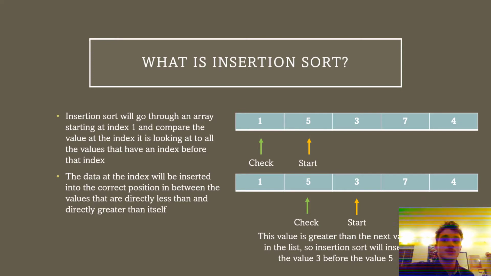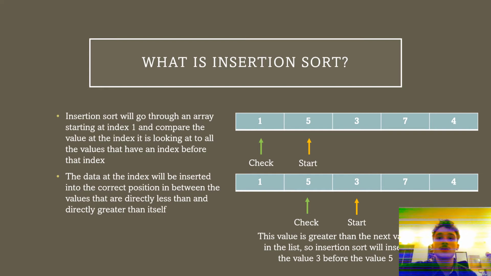So insertion sort is a sorting algorithm, which means it will sort a set of numerical data that is given to it in an argument. Basically, it will go through an array starting at index 1, which is the second index, 5 in this case, and compare the value at the index it is looking at to all the values that have an index before that index. The data at the index that you start at will be inserted into the correct position in between the values that are directly less than and greater than itself.